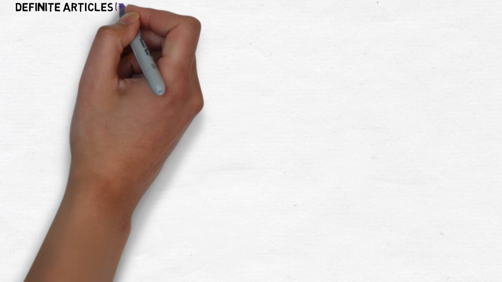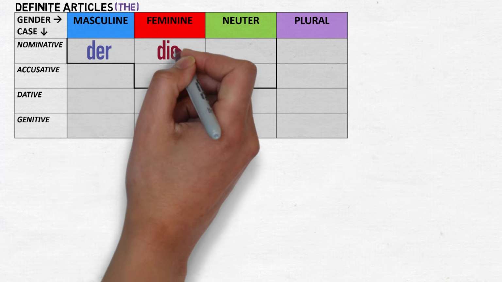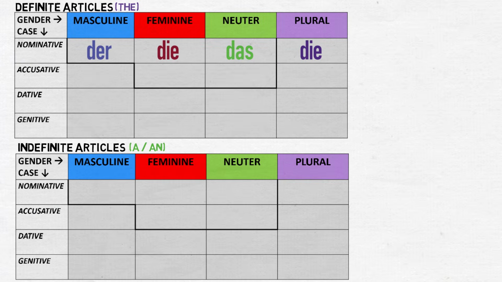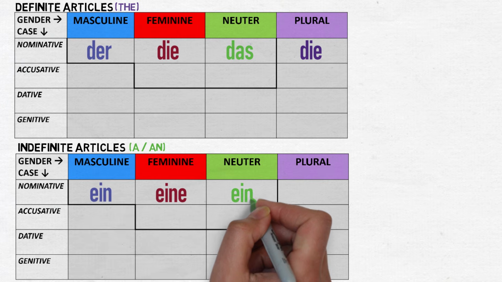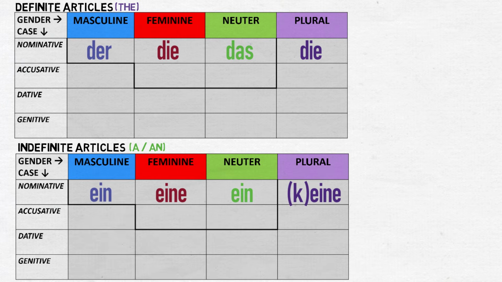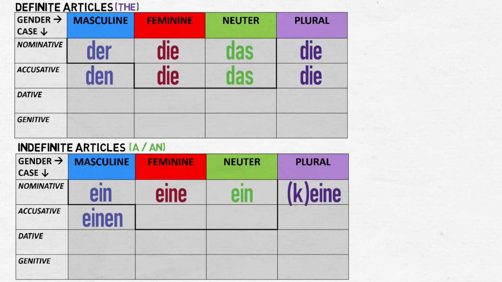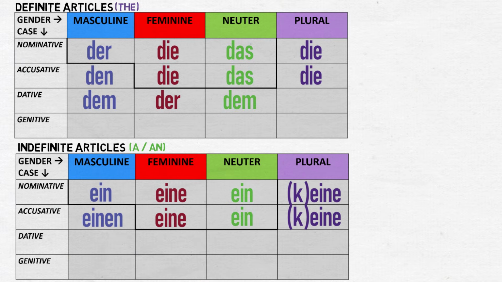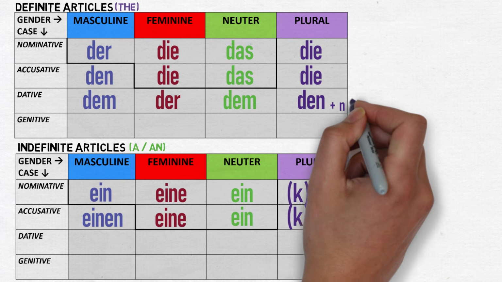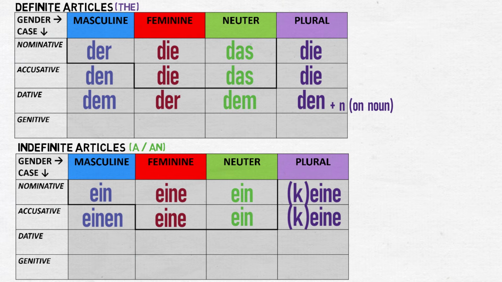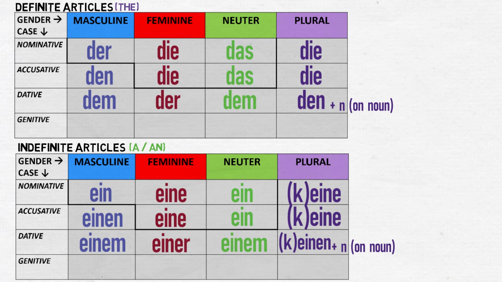So far, we have encountered the following articles in German. In the nominative, we have the definite articles der, die, das and die, and the indefinite articles ein, eine, ein and keine. In the accusative, we have den, die, das and die, and einen, eine, ein and keine. And in the dative, we have the definite articles dem, der, dem, den, plus an additional letter n on the dative plural noun if it can take one. And we also have the indefinite articles einem, einer, einem and keinen with the extra n.